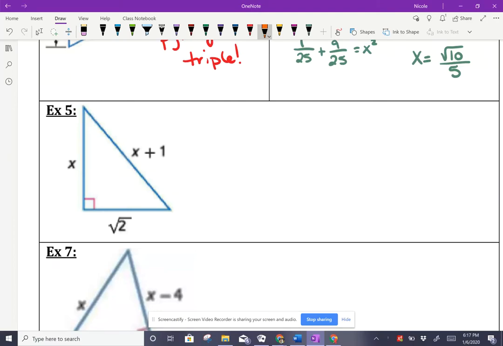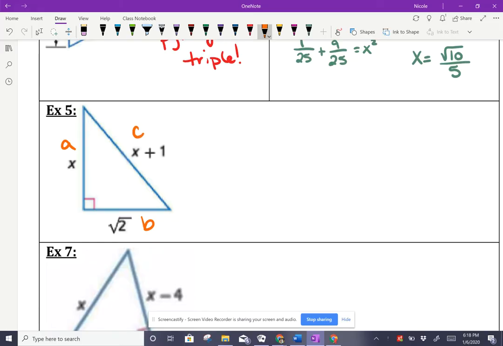All right, so what if we have a whole bunch of variables? Like I have my right triangle here. I have a leg that has x. I'm going to label it A, side A. And then I have a leg that is a square root of 2, so that's B. And then my hypotenuse is C.